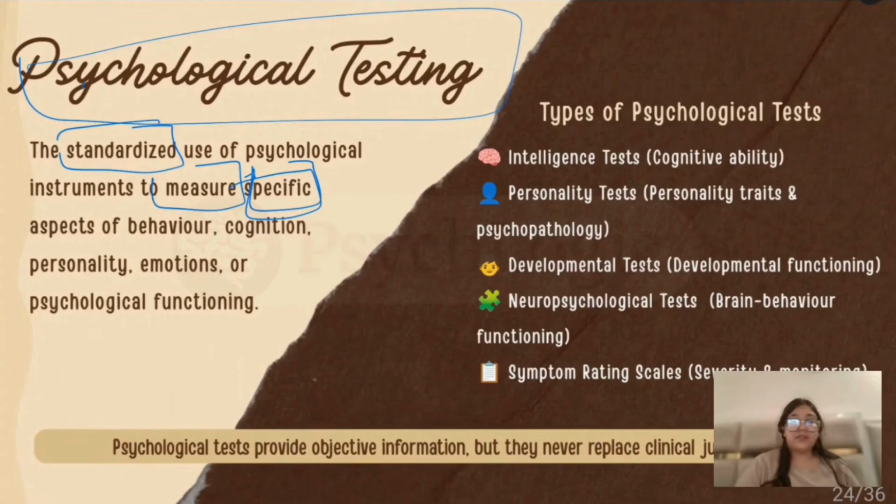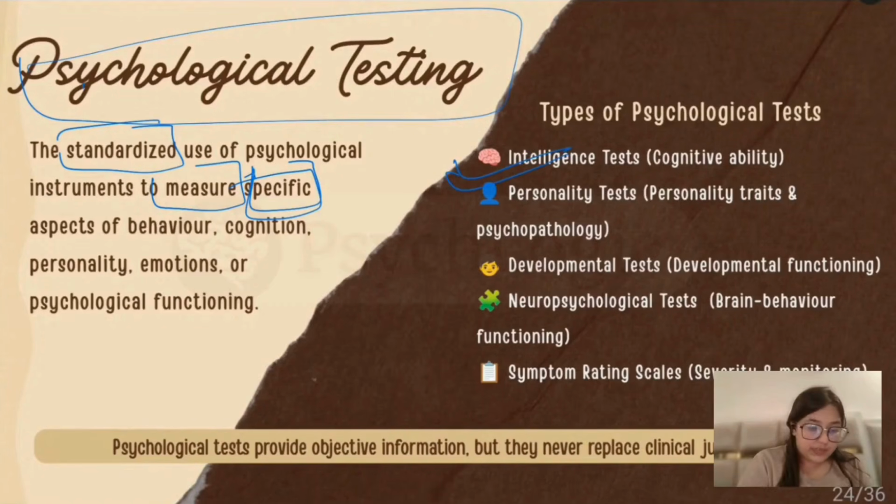Why did we use the term specific? A test does not measure everything, right? It measures something specific. A test could measure maybe anxiety, or a test could measure depression, but there are different tests. Every test is specific to something. Okay. Now there are different types of tests.